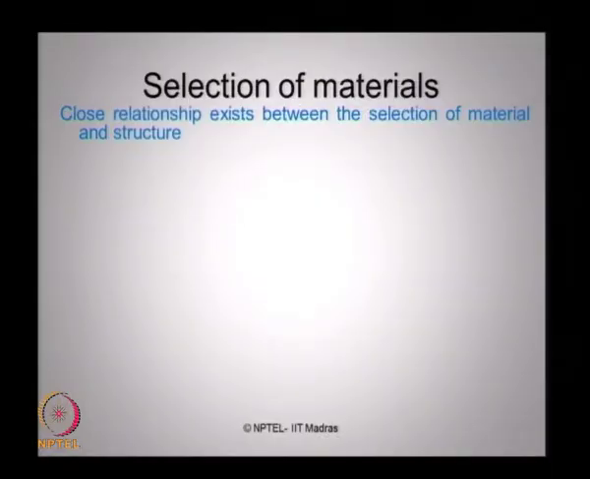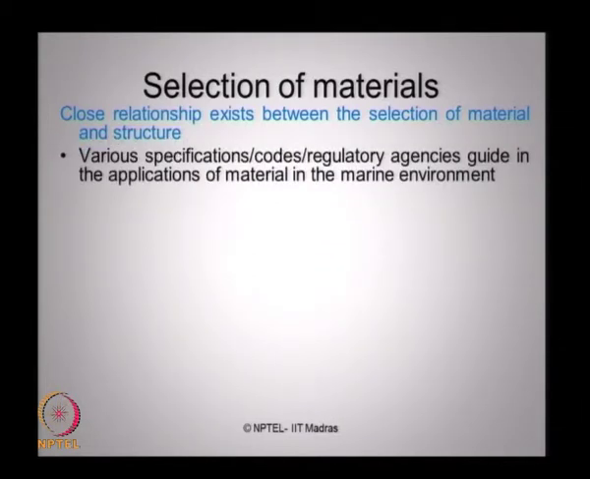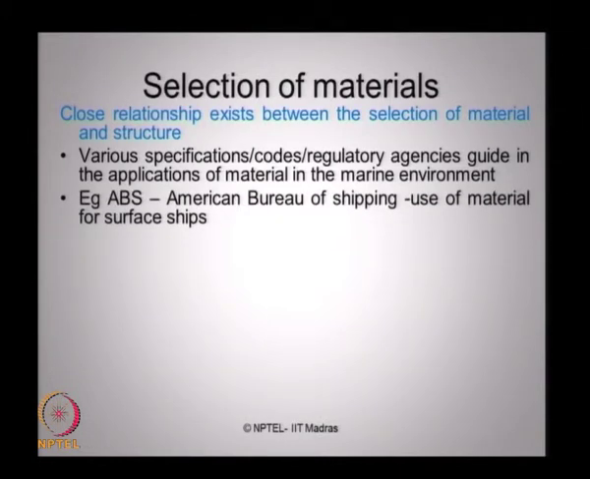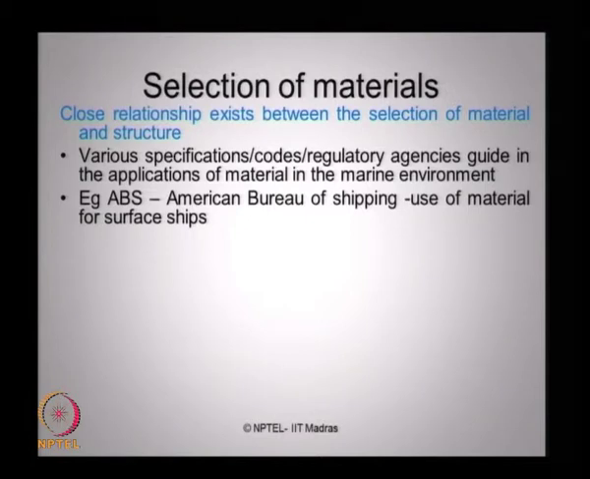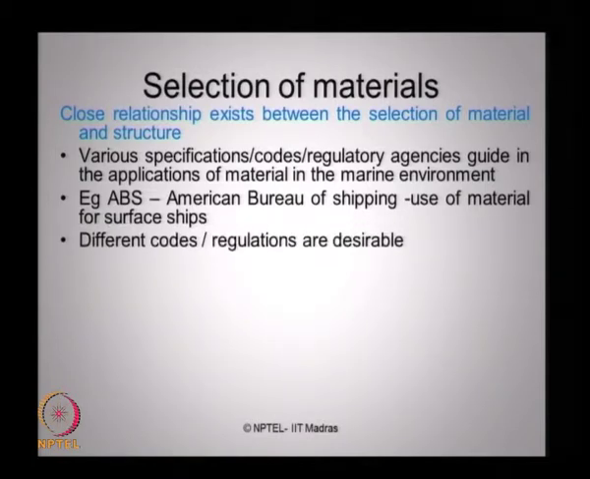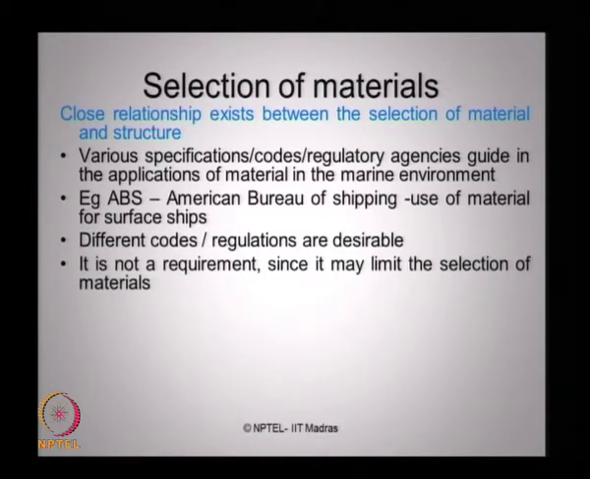Ladies and gentlemen, we all agree that there exists a close relationship between the selection of material and the type of structure wherein they are used for construction. Various specifications, codes and regulatory agencies are used only as a guide in the application of material in marine environment. For example, ABS, the American Bureau of Shipping, recommends use of material for surface ships. Different codes and regulations are desirable so that one can consult a wide variety of codes for application in offshore structures. However, it is not a requirement, since it may limit the selection of material.